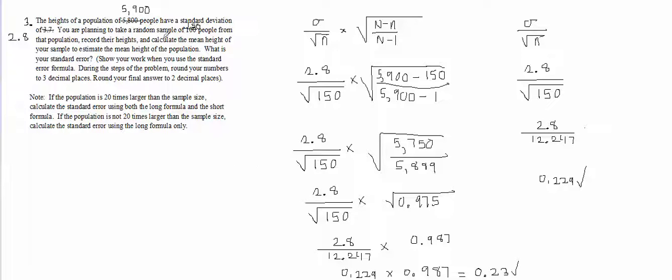So when you look at the problem, you'll have to decide if the population is 20 times larger. If it is 20 times larger, work it out both ways like I did here. If it's not 20 times larger, just do the long formula only and don't use the short formula.